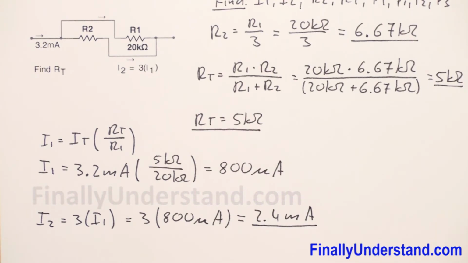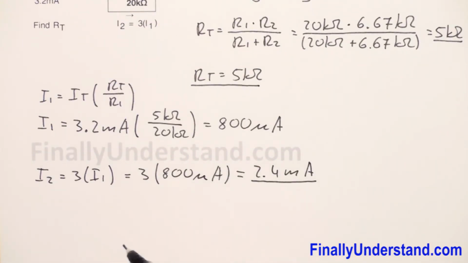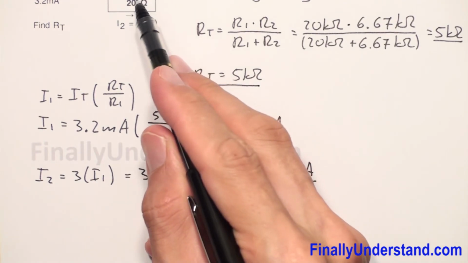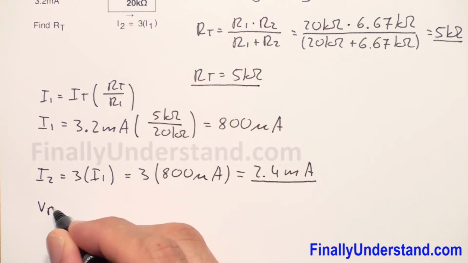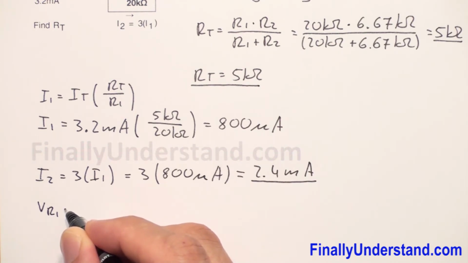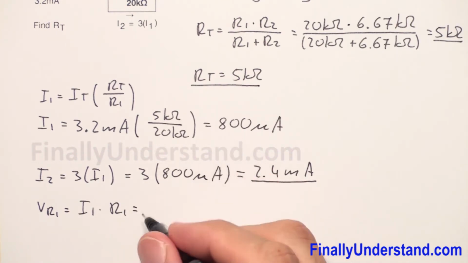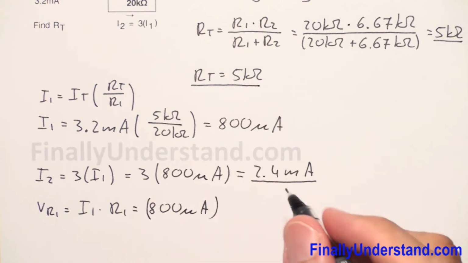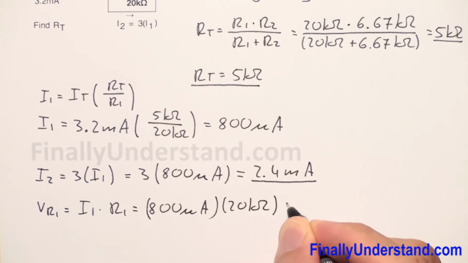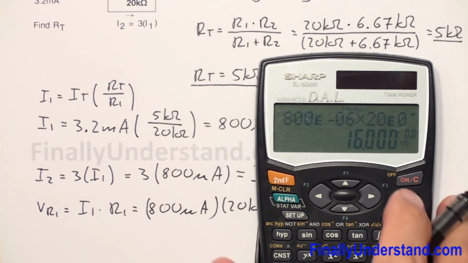Next, we are going to find the voltage across these two resistors. Let's check: the voltage across resistor R1 is going to equal this voltage. So VR1 is equal I1 times R1. I1 we found is equal 800 microamps times R1, which is equal 20 kilo ohms. So we have 800 exponent negative 6 times 20 exponent 3. This is equal 16 volts.